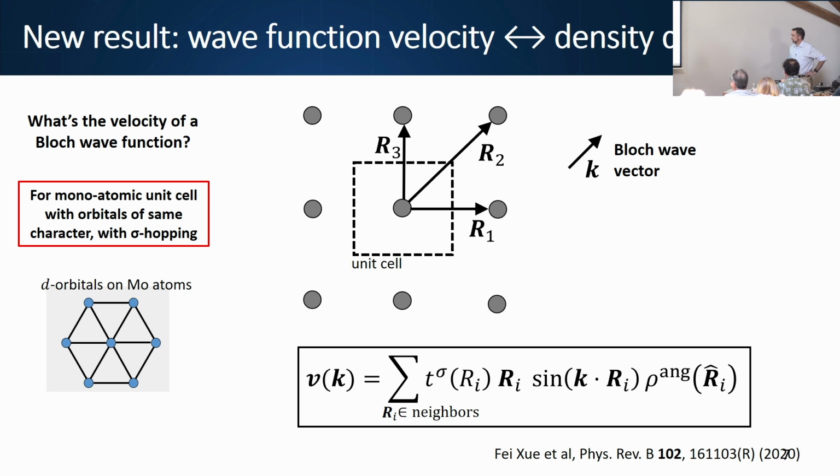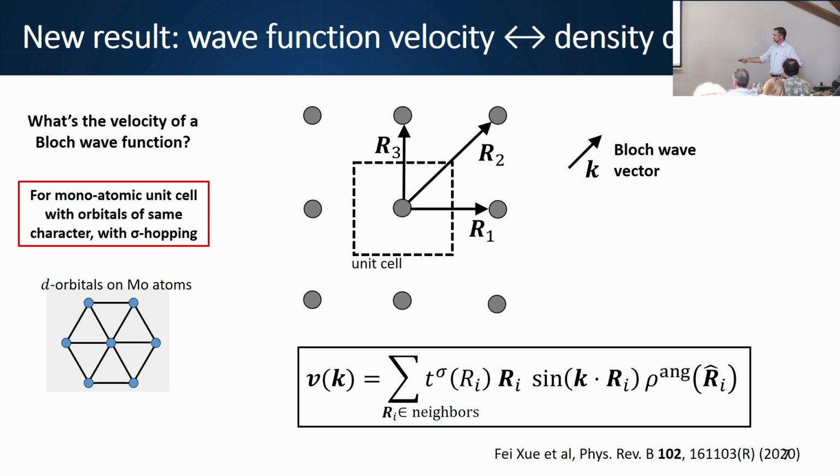So here is a result we derived in this paper a couple years ago. And the question is, what's the velocity of a Bloch wave function? And so let me make some assumptions. First of all, I'm going to assume that we have a monoatomic unit cell with orbitals of the same character, so only s, or only p, or only d. And we only consider sigma hopping, so we ignore pi and delta hopping.